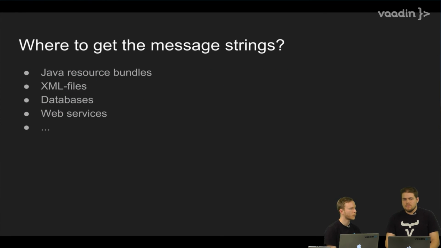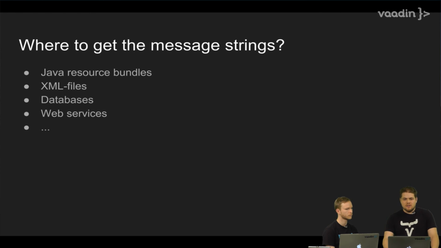So where should we then store these translated messages? There are different kinds of approaches. I think the most common one in the Java world is Java resource bundles. This is again something that's built into Java, and that's what we use in our demo application as well. But you could also use XML files, databases, or web services. It doesn't really matter because this is all standard server-side Java. We can use whatever we want.